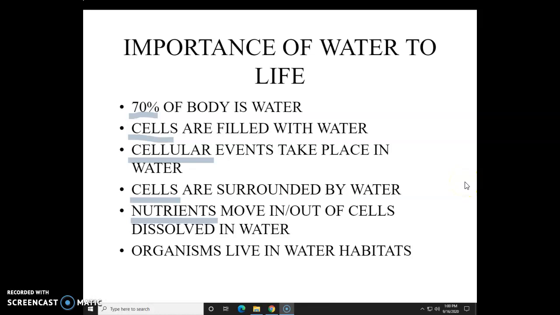70% of your human body is water, and your cells are filled with water, and cellular events take place in water. Cells are surrounded by water, and nutrients move in and out of cells dissolved in water. And of course, many organisms on Earth live in water habitats. So you see why water is so important to us. Keep in mind, you can stop this screencast to fill in your notes and then start it again.